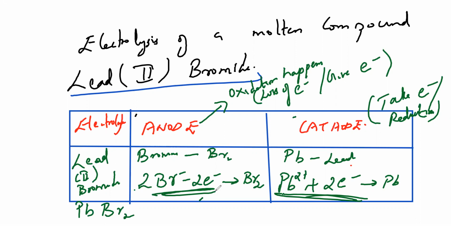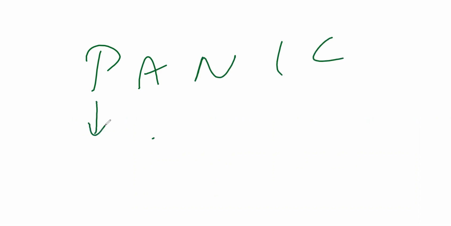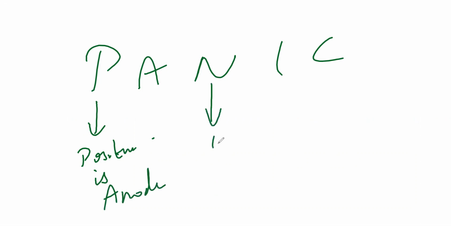So for examination, we can use a trick called PANIC. That is, positive is anode and negative is cathode. So for this, we can use the examination trick.